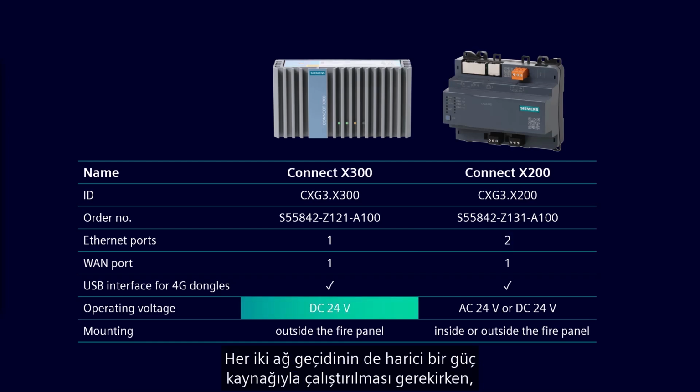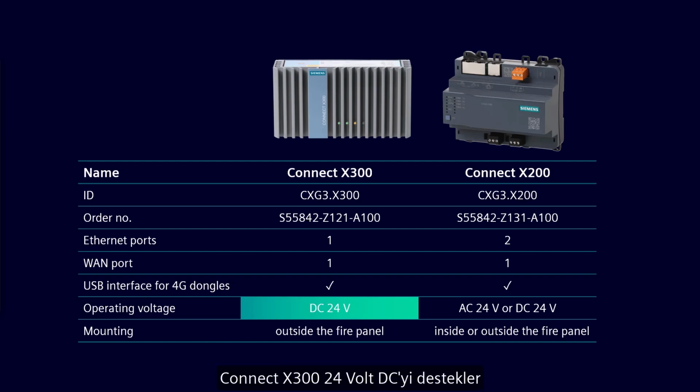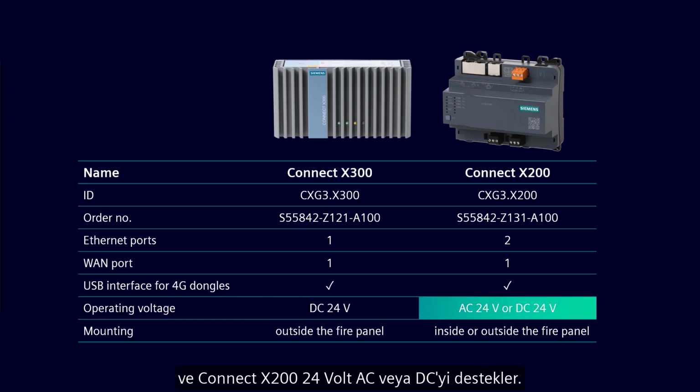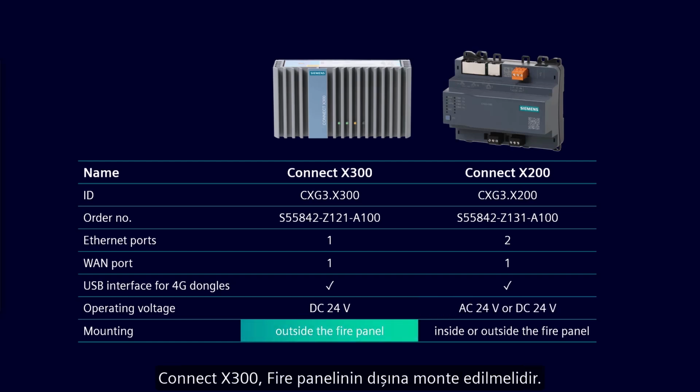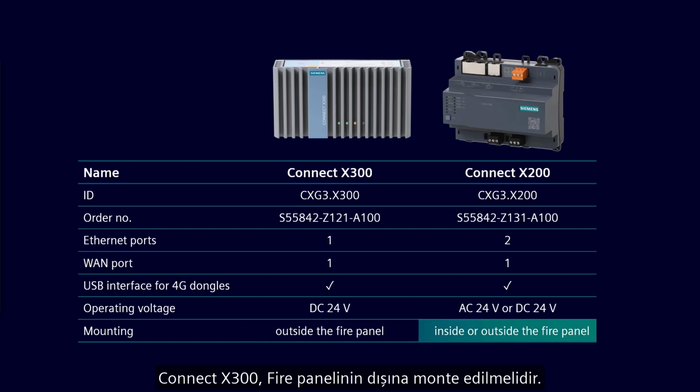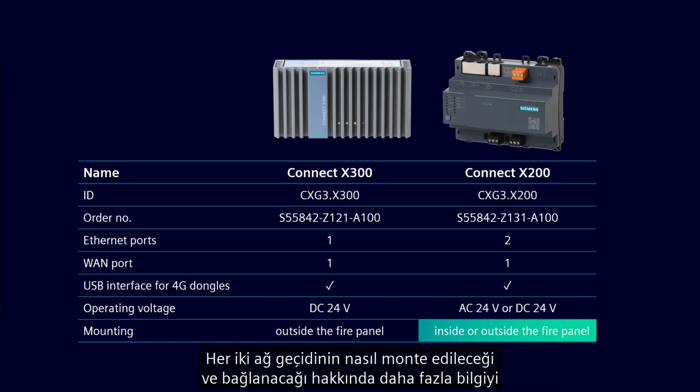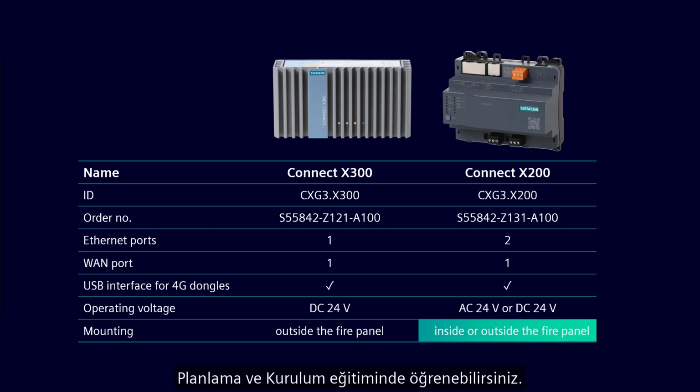Both gateways need to be powered by an external power supply, whereas the Connect X300 supports 24-volt DC, and the Connect X200 supports 24-volt AC or DC. The Connect X300 has to be mounted outside the fire panel. The Connect X200 can be mounted inside or outside the fire panel. You can learn further details on how to mount and connect both gateways in the planning and installation tutorial.